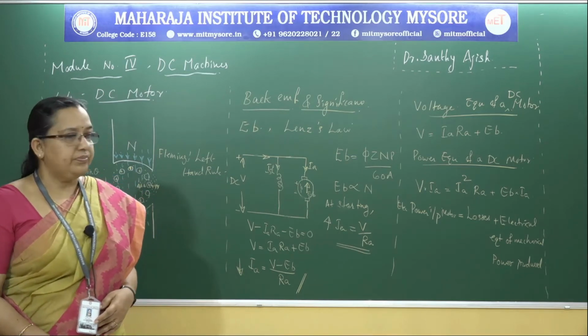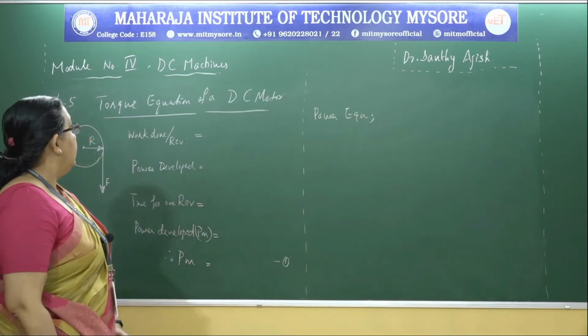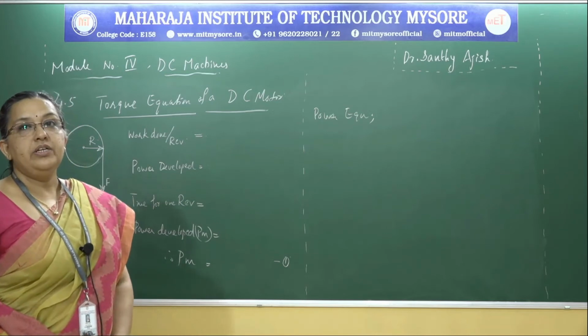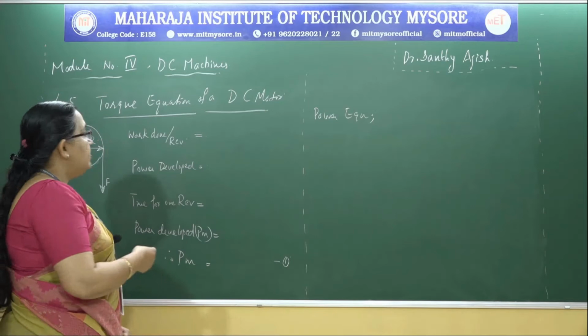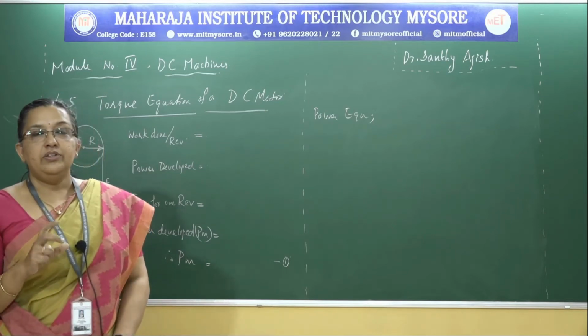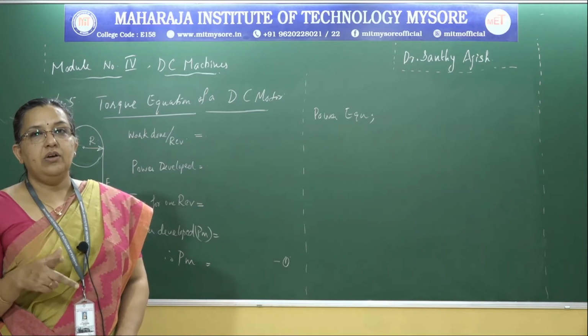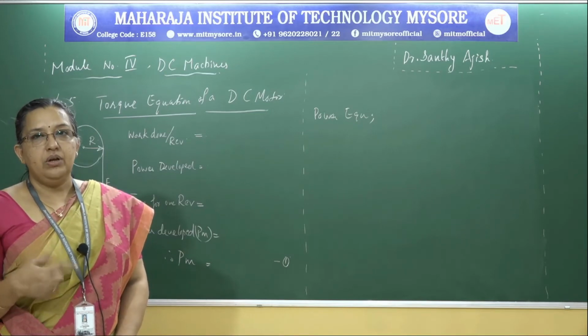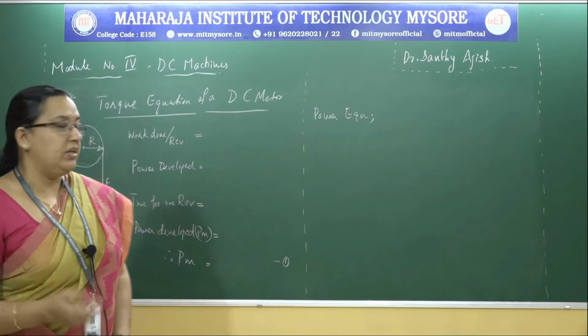So now we move to the next topic, which is the torque equation of a DC motor. We have seen that with the interaction of the two fluxes, a torque is produced and the armature rotates. Now what we will see is the amount of torque which is developed.